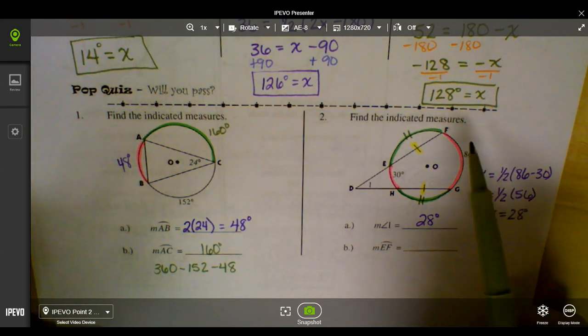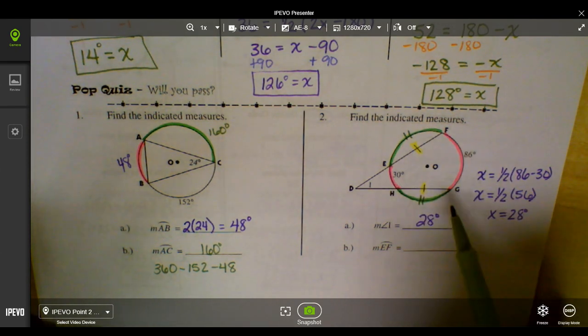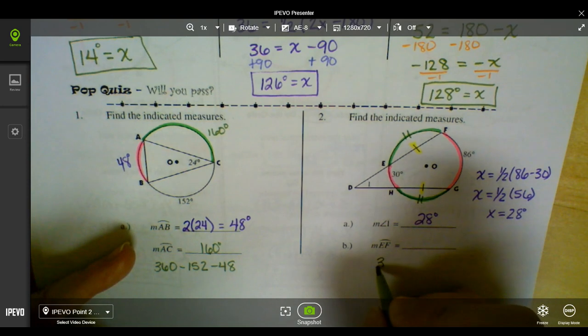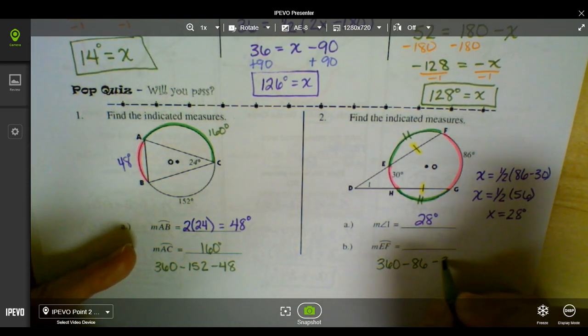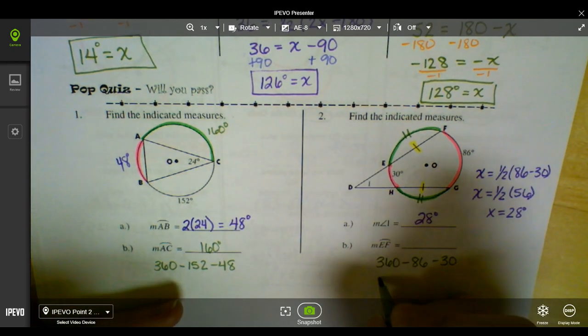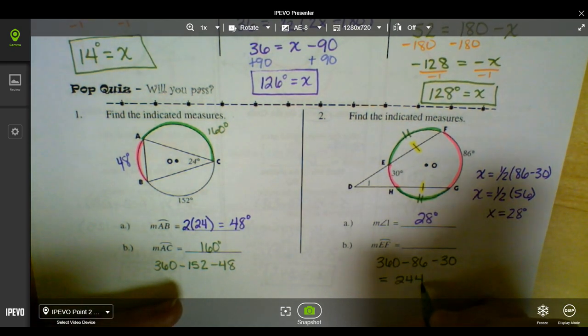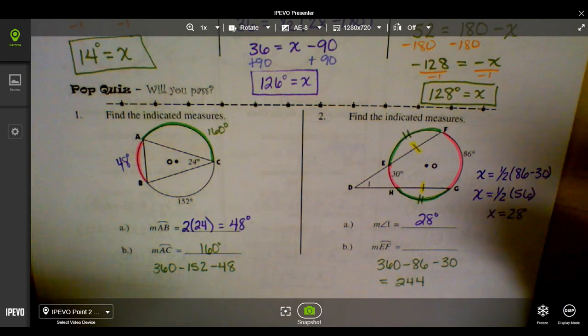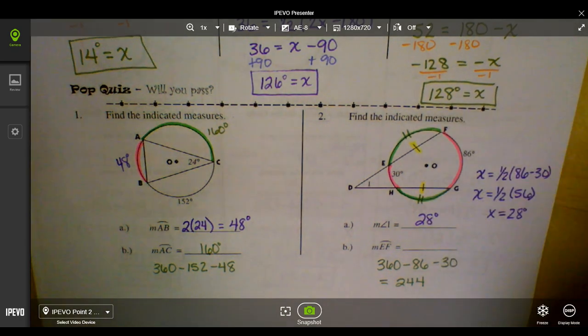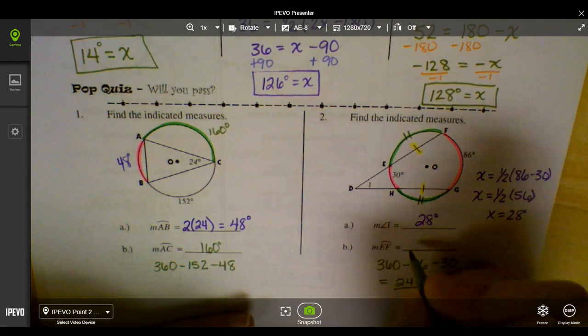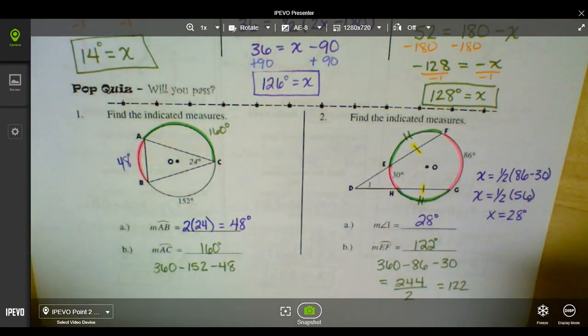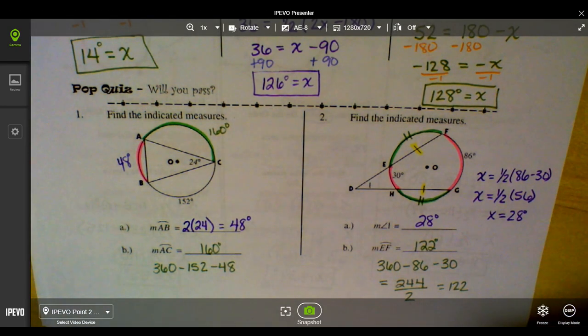Notice how I highlighted the whole thing. If we do 360 minus the pink arcs, so the 86 and the 30, that means we get 244 degrees. However, these 2 arcs are going to be congruent. There are 2 of them, so all we have to do is cut that in half to get a nice even 122 degrees for each of those arcs.